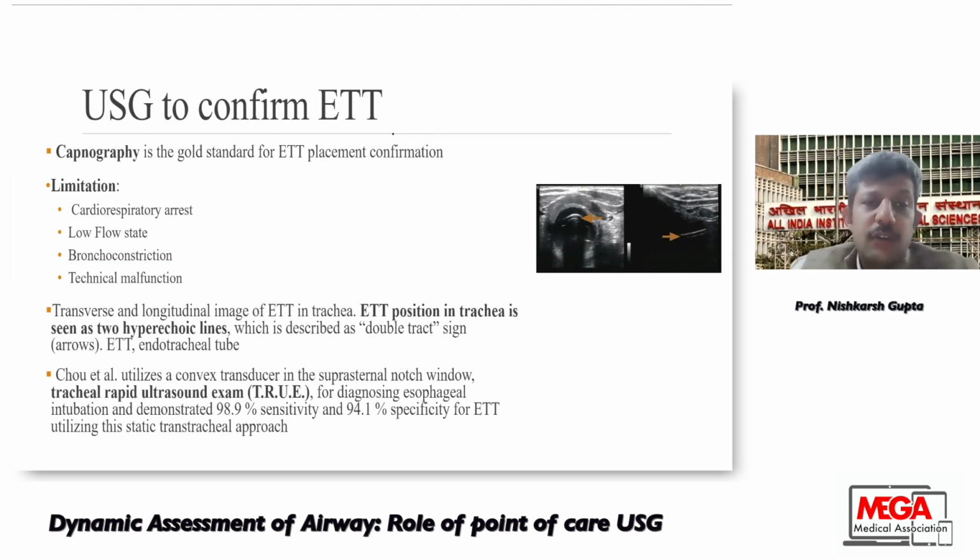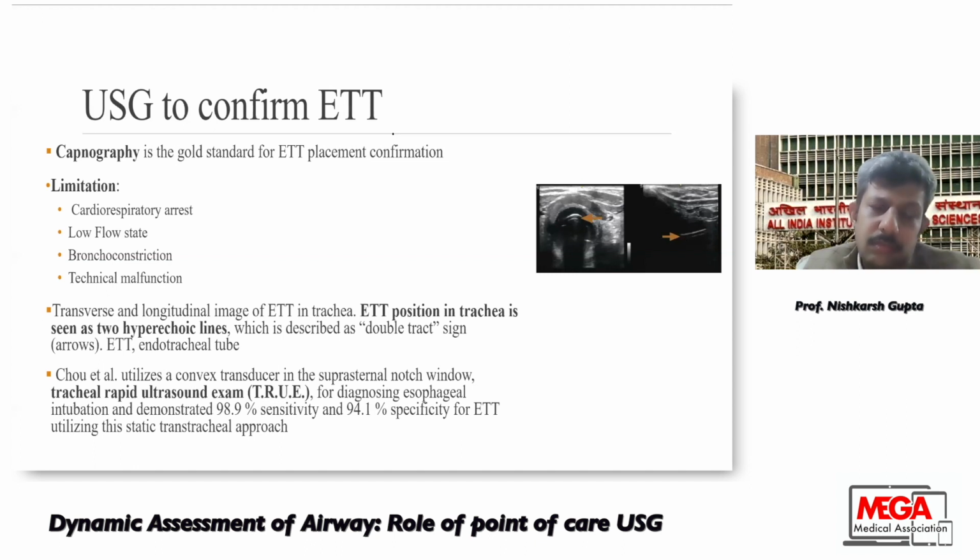So in patients with cardiorespiratory arrest, low flow states, bronchospasm, or a technical malfunction, capnography may not be of any use. If we use an ultrasound, we may be able to confirm the endotracheal tube. We can use a transverse and a longitudinal image of the ETT. You can see these two lines here and here. This is the transverse and this is the longitudinal image, and a double track sign is seen if the tube is in the trachea.